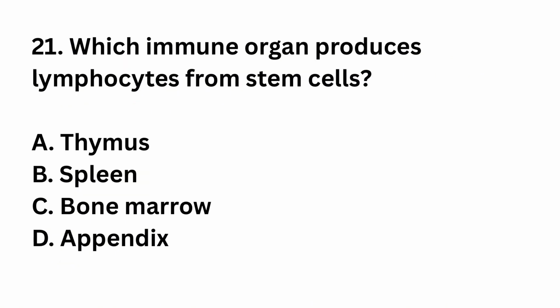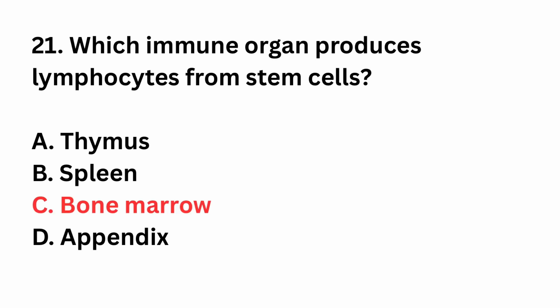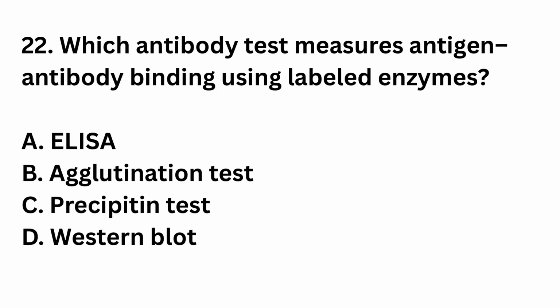Question number 21. Which immune organ produces lymphocytes from stem cells? Thymus, spleen, bone marrow, appendix. The right answer is option C, bone marrow. Hematopoietic stem cells give rise to immune cells. B cells mature here.